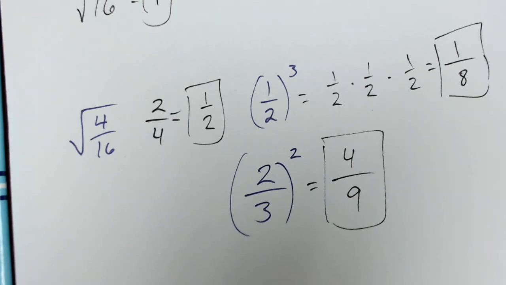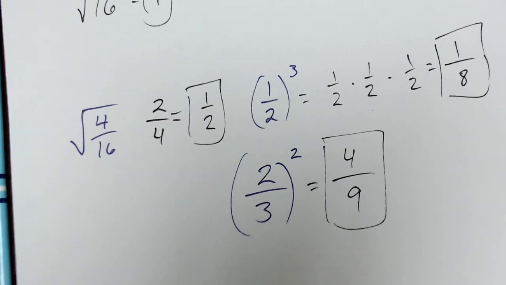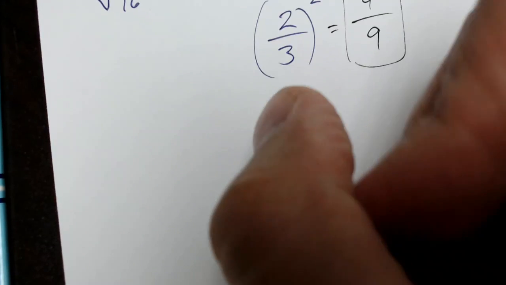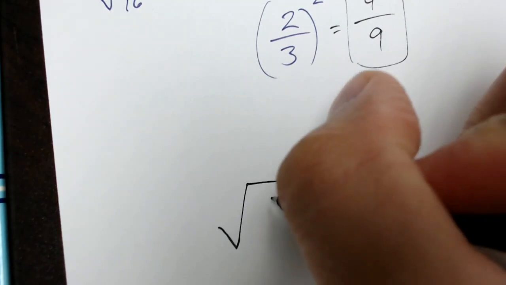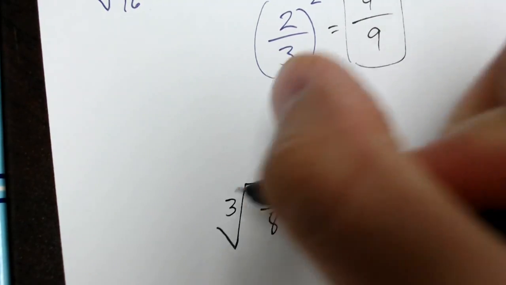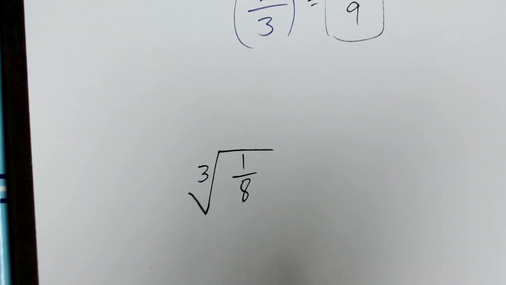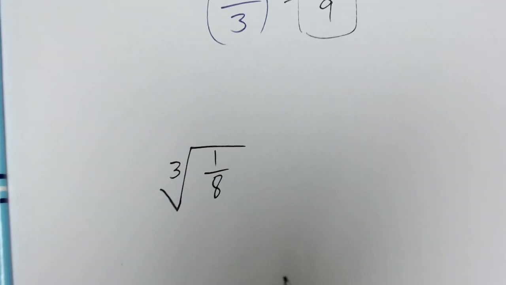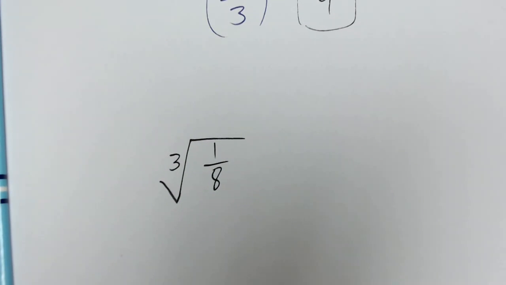We'll do one more example. We'll do a cubed root, right? Yeah, we'll do a cubed root, because sometimes those can get tricky. Let's do this one. This is a nice trick question. What is the cubed root of 1/8? All right. Some of you may be thinking, well, I know the cubed root of 8 is 2, but what is the cubed root of 1?